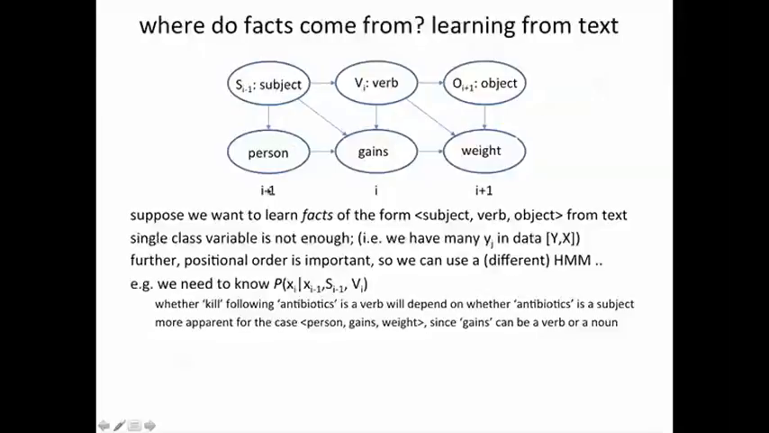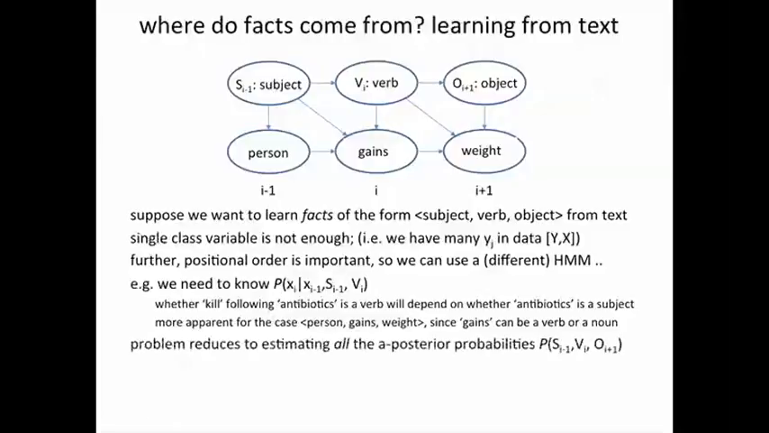So whether or not "gains" is a verb would depend on whether or not "person" is classified as a subject. Now remember, this is all supervised learning, so what we have is a whole bunch of text labeled as subject, verb, object, from which we compute these likelihoods or probabilities. Using that we figure out the a posteriori probabilities of subject, verb, and object for every word in the text, and wherever we have a high combination of S, V, and O, we can assert the fact that subject, verb, object has been learned from this piece of text.